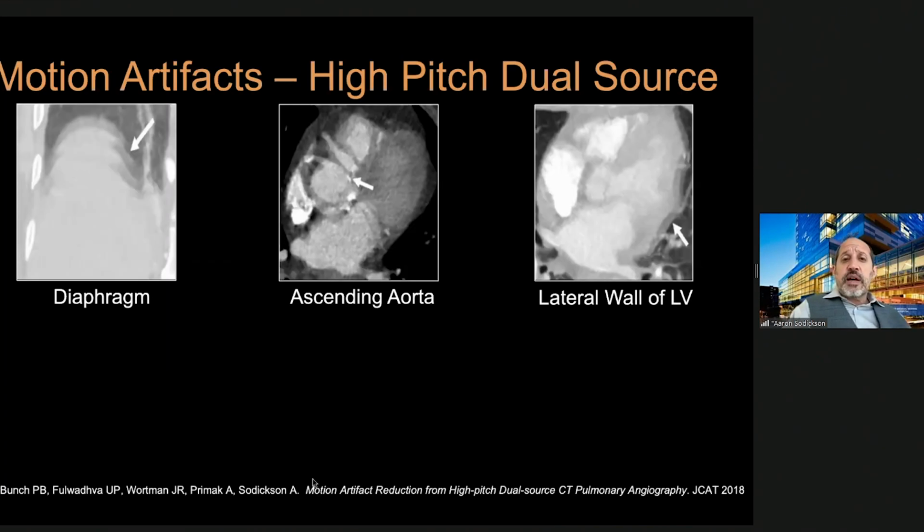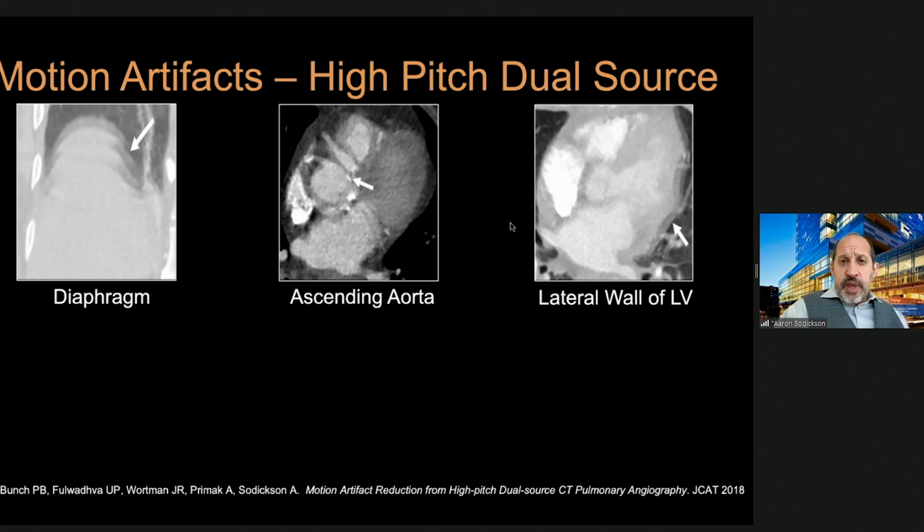Motion artifacts, we very much like our high-pitch dual source scanners. These sorts of motion artifacts on PE CTs are very frustrating. They make it very hard to assess the vessels in the lower lobes. It can raise concerns about dissection, artificially simulating dissection in the aorta, and we often see some motion along the left ventricular free wall.